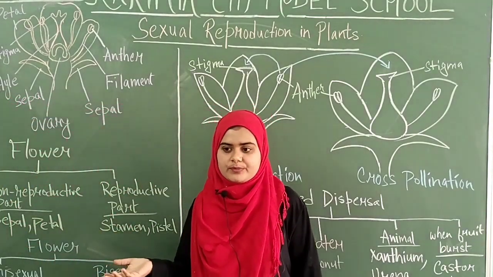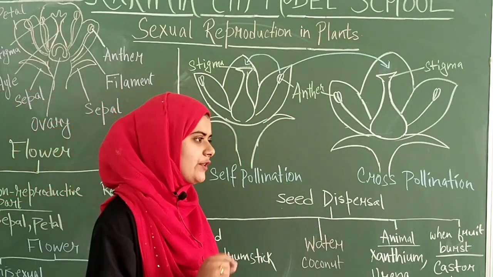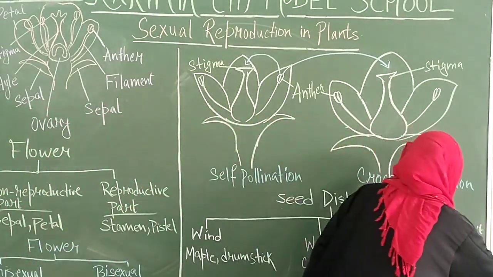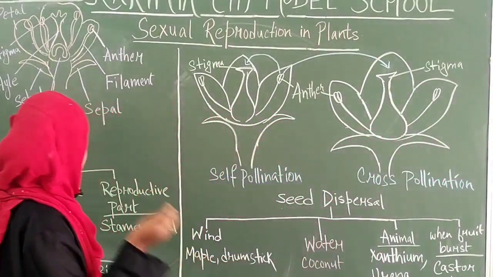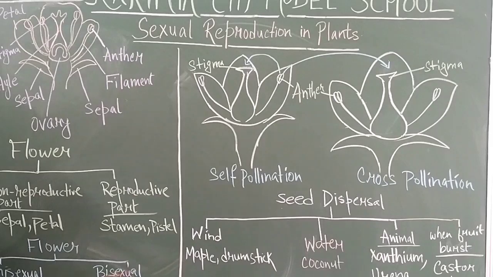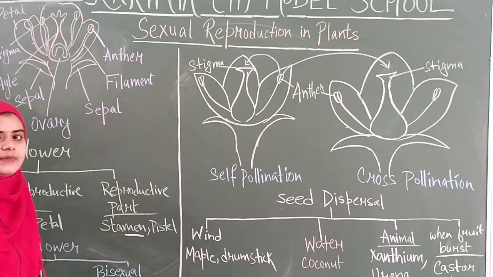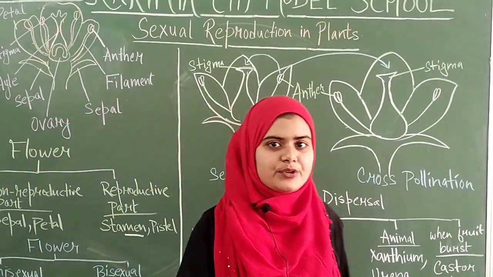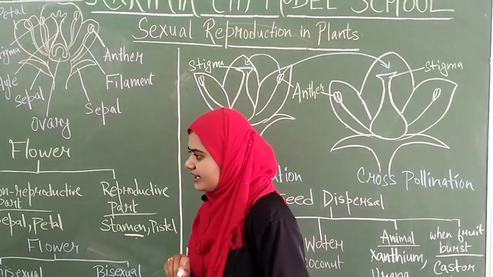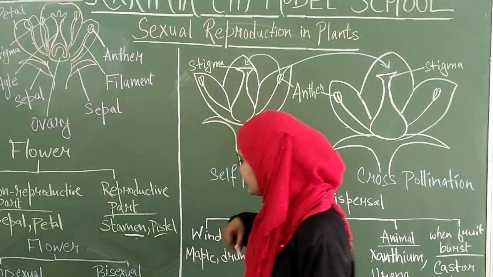Now how will you remember which is the male reproductive part and which is the female reproductive part? If you are confused between these two, I have a trick for you. The trick is: stamen stands for the male reproductive part. Okay, the male reproductive part is called stamen. So how will you remember this? In stamen, men means men, and men means male. So the male reproductive part is stamen and the female reproductive part is pistil.